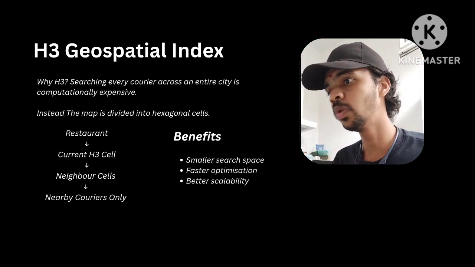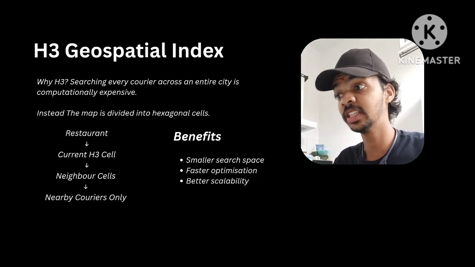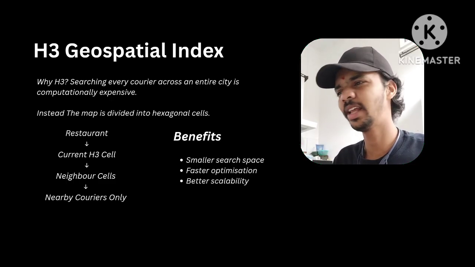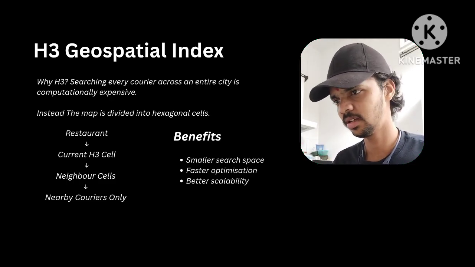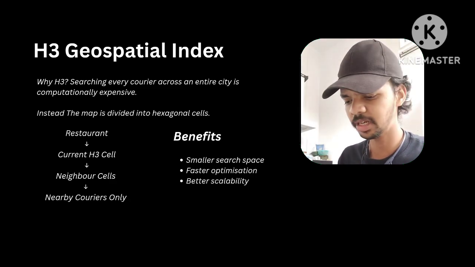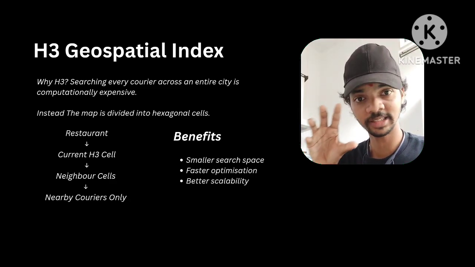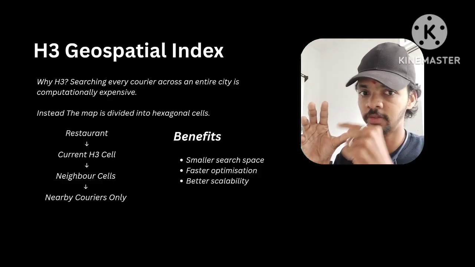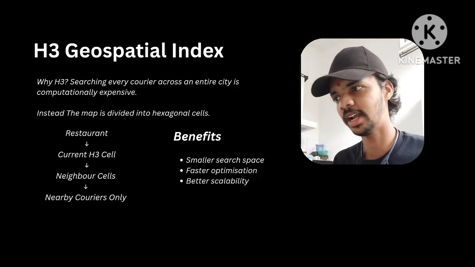So the dispatch engine only compares the restaurant, couriers, and customers within the same neighboring H3 hex grid cell, which drastically cuts down the graph size and basically makes it very limited. So if you have this H3 hexagon box, then if you're here, you'll probably get a delivery from here itself, not up here. Simple as that.